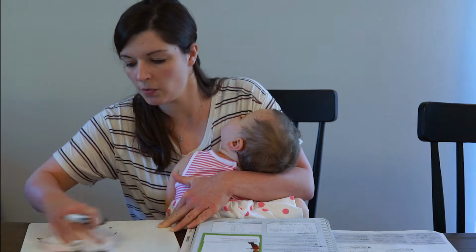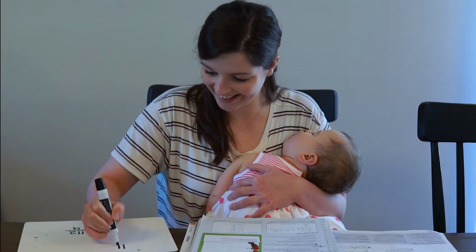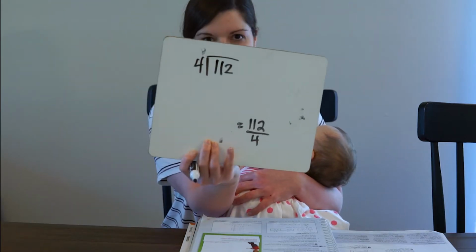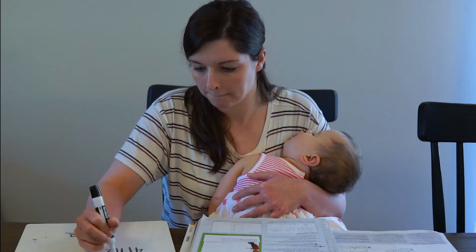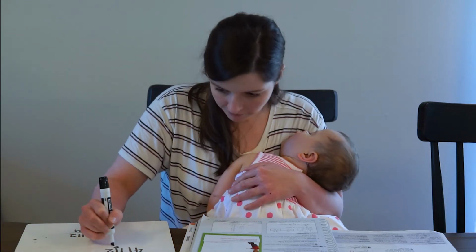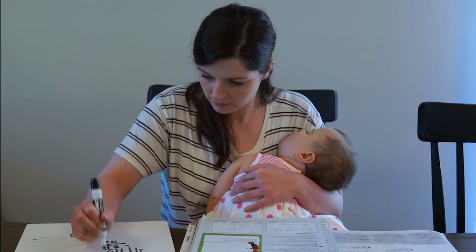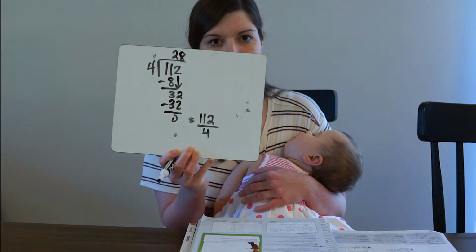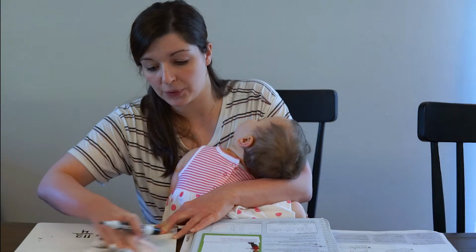So 112 divided by 4, and we'll just do long division. Go ahead and do that with me, please. I got that 112 divided by 4 is 28. So each dog eats 28 ounces of food a day.